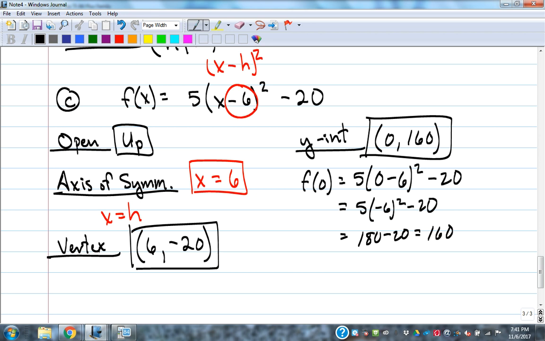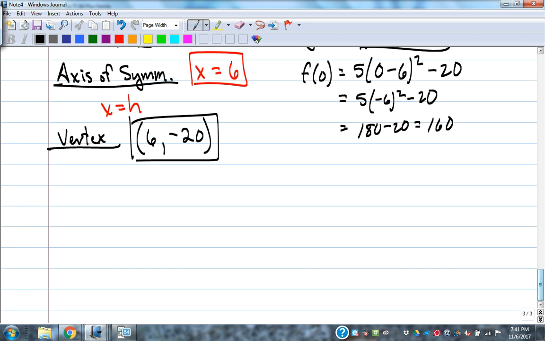Okay. Now the X-intercepts, last thing we got to find. We're going to take that 5 parentheses X minus 6 squared minus 20 and set it equal to 0. To find the X-intercepts, square roots is the quickest way to solve that. And to solve it by square roots, you need to get the squared part by itself.